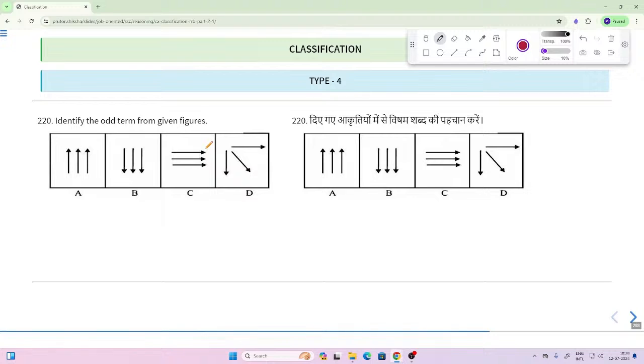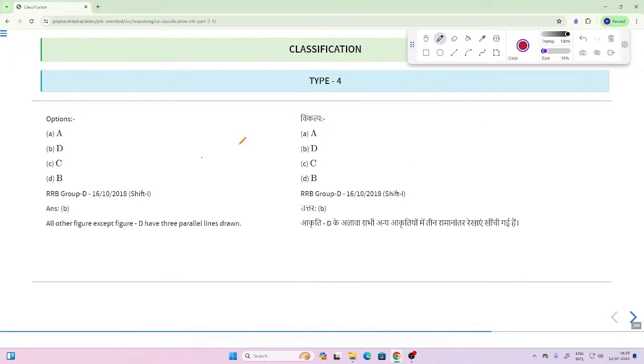220. A, three straight arrows pointing up; B, three straight arrows pointing down; C, three arrows pointing right; D, three arrows pointing in different directions: down, sideways, down, and right. D is the odd one out because the three arrows are not pointing in the same direction. All figures except figure D have three parallel lines drawn.